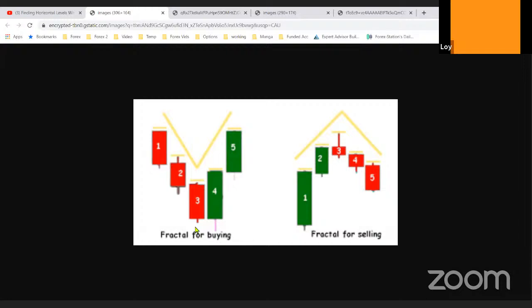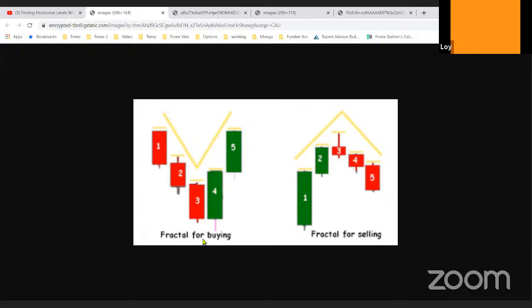A fractal will repaint as long as the 5 candle formation is not complete. It will appear and it will repaint. I mean, the correct way of saying it is that it will recalculate. Sorry, not repaint, it is meant to be recalculating. As long as the 5 candle formation is not complete, it will recalculate whenever a new candle appears. But once a 5 candle formation is fixed, then you will see that the fractal will be there permanently. It won't be shifting place. All right, this is very, very important.